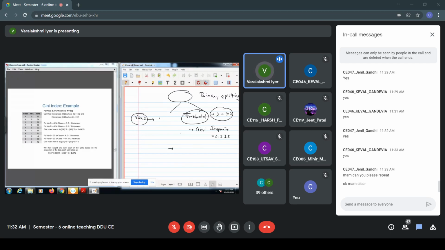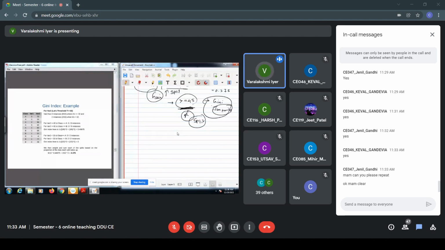Now we'll choose another threshold value, for example 45. Again, we'll calculate the Gini impurity. If the Gini impurity is lower in the case of 45, then 45 will be chosen to split the data. Are you getting it? So we'll choose different subsets, and from all the subsets, whichever gives the minimum impurity value, that is the maximum gain of information, will be chosen to split the data.